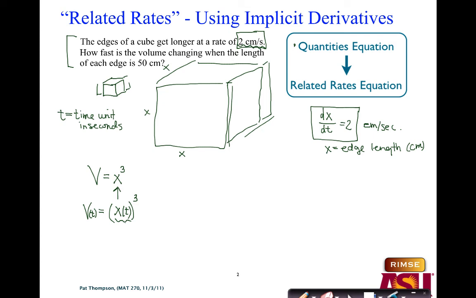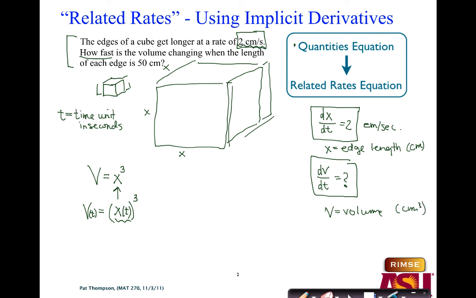So you see this dx/dt or x prime of t, where we're looking for a rate per second in this case. Notice that this asks, how fast is the volume changing? The question is asking us to find the change in the volume with respect to time. And we're using V to represent the volume, in cubic centimeters.